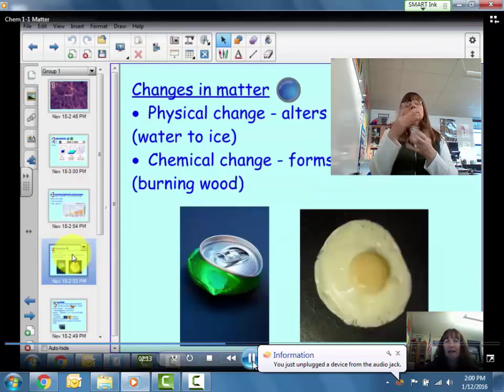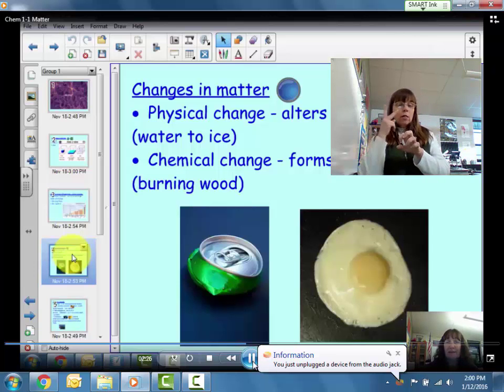Changes in matter. Matter can go through what's called a physical change, and this means it alters its form so it looks different, but it's still the same thing. It doesn't change its identity. Like water to ice, water and ice look different, but it's still water. It's just in a different form.